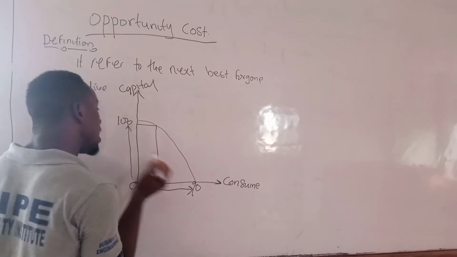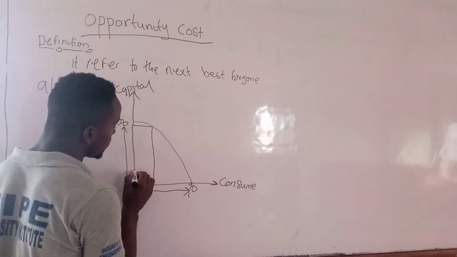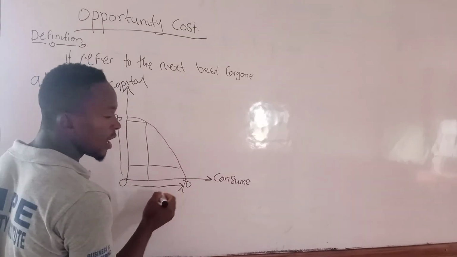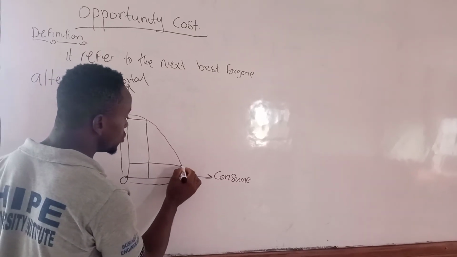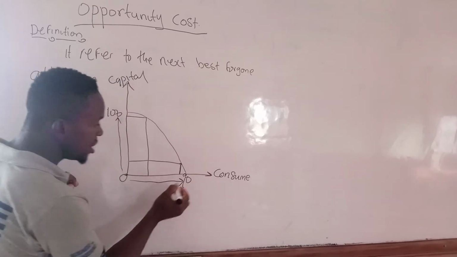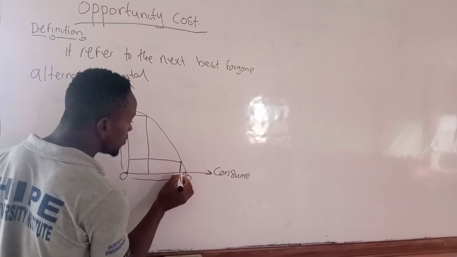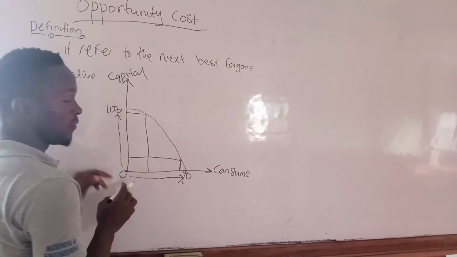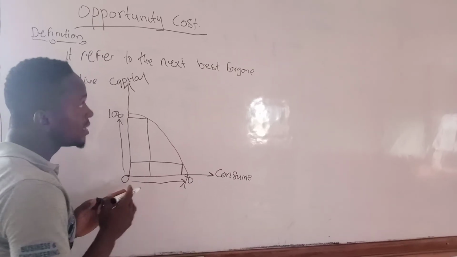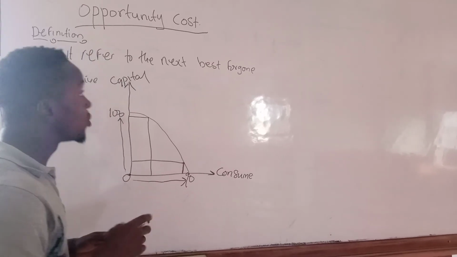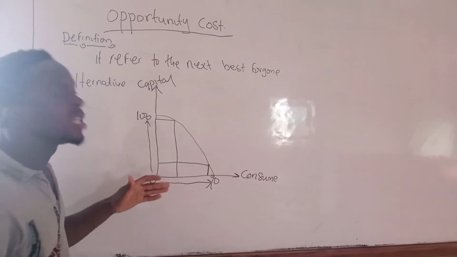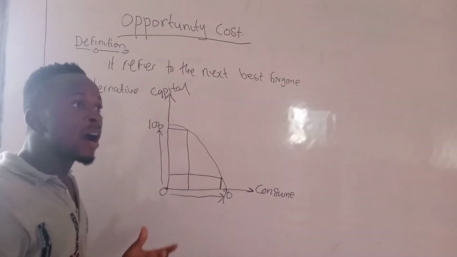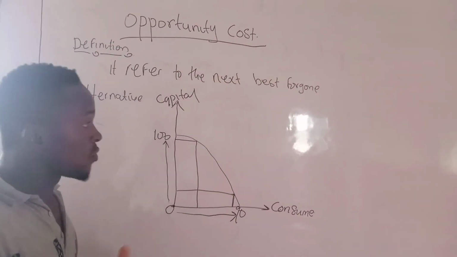And for a different example, let's say this country was producing more consumer goods. It's producing this number of consumer goods. If this country wishes to produce up to this extent of consumer goods, it has to forgo what? This number of capital goods. So you can see that the concept of opportunity cost is explained in the production possibility curve, and it can also be explained with students who are going to school.